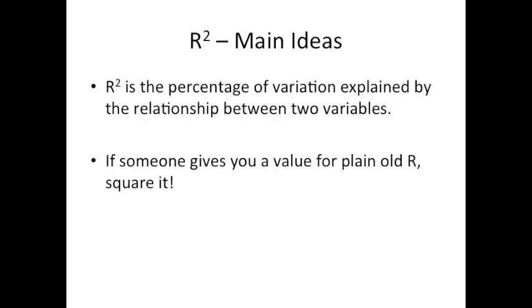These are the two main ideas for R squared. R squared is the percentage of variation explained by the relationship between two variables, and also, if someone gives you a value for plain old R, just square it in your head. You'll understand what's going on a whole lot better.